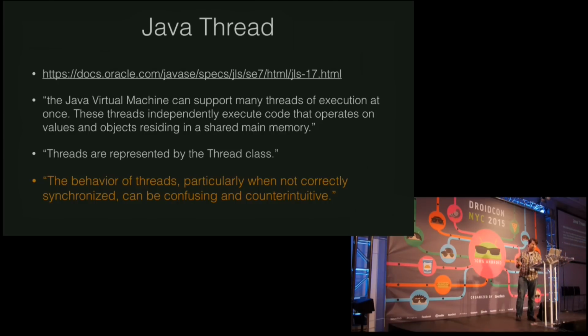This is an actual quote from the Java language spec. It says, "The behavior of threads, particularly when not correctly synchronized, can be confusing and counterintuitive." That's probably an understatement. If you read through there, it's a little bit dense to go through, but it does have some unexpected behaviors. The good thing is it's very well defined. There's a memory model that tells you exactly how things are going to work and how a compatible implementation of the Java language, what they are allowed to do in terms of cross-thread and how synchronization has to work.